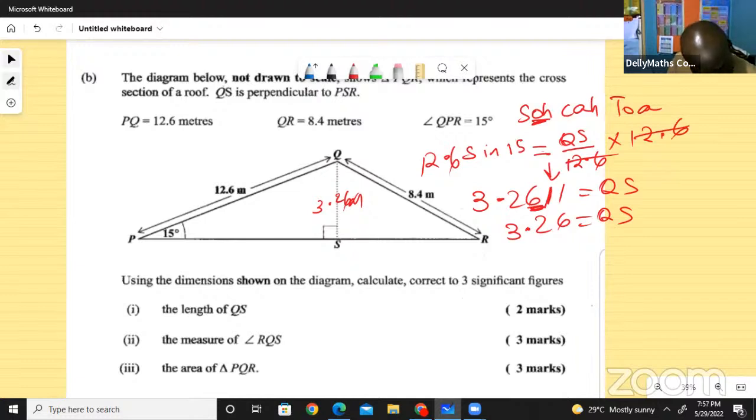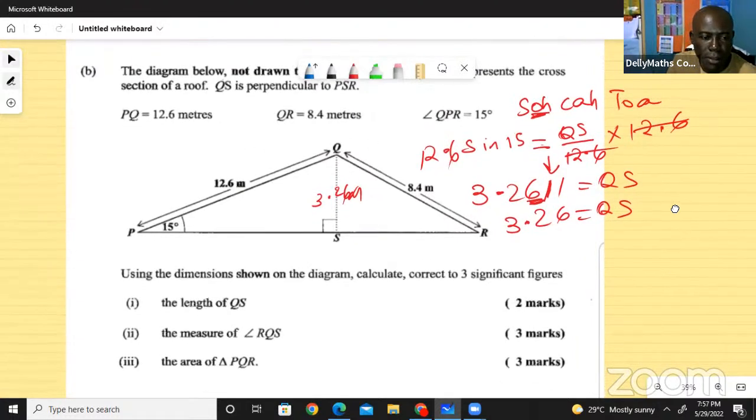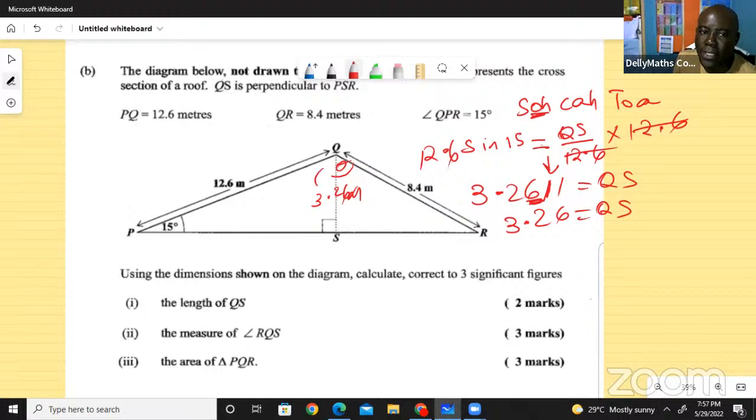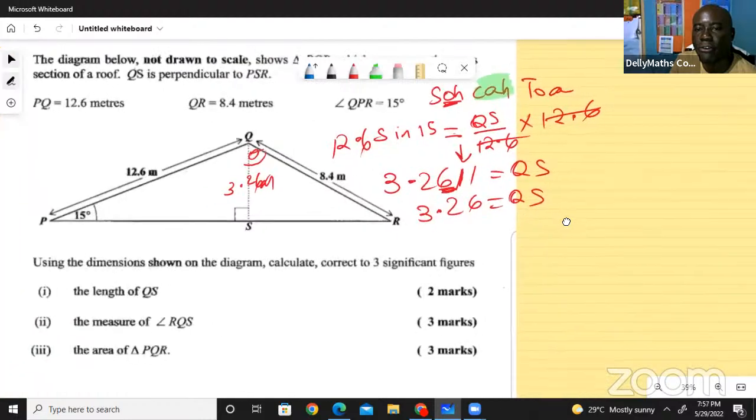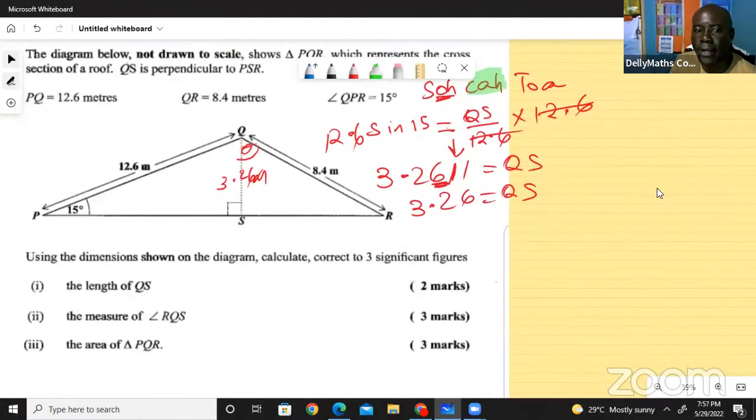All right, let's go for the next. Next question says here, the measure of angle RQS. Where's R? RQ, this angle. So they want RQS. Well, for this angle, this side right here is actually the adjacent side to it. And I have the hypotenuse for that triangle. So adjacent and hypotenuse is CAH. All right, so I'm going to use the cosine ratio to work that one out right there.